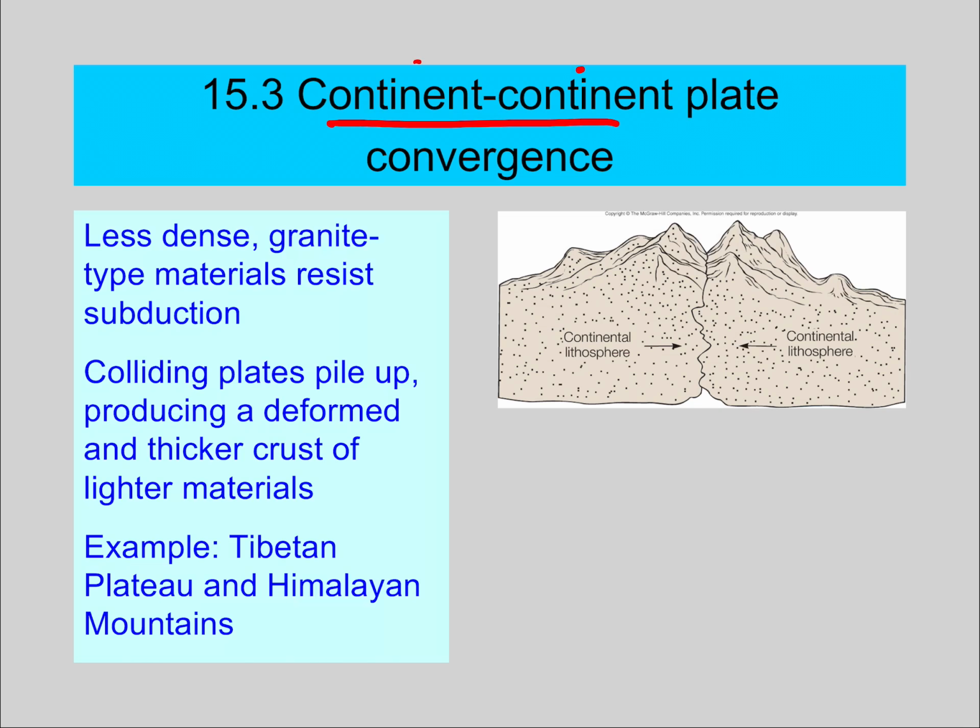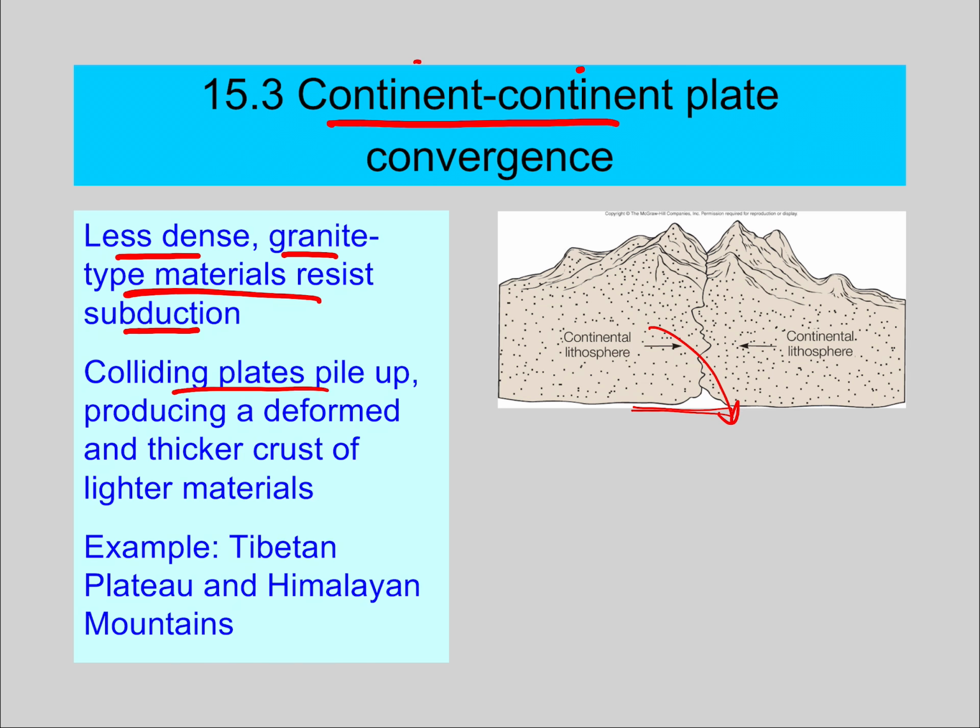Continent plate convergence. So when we have granite and granite coming together, they're both of equal density, equal mass, and they're both continental. So because we have less dense granite type materials coming together, they're going to resist subduction, meaning one is not going to go under the other and one is not going to go over the other one. So because of that, there's no preference for one plate to fall under another one.